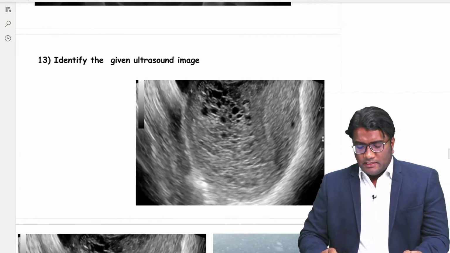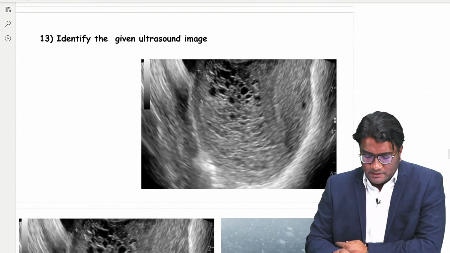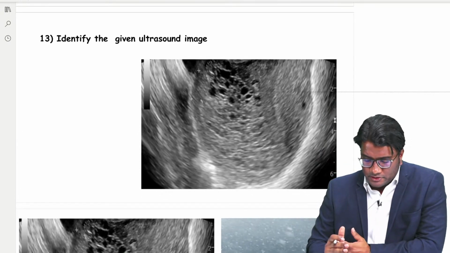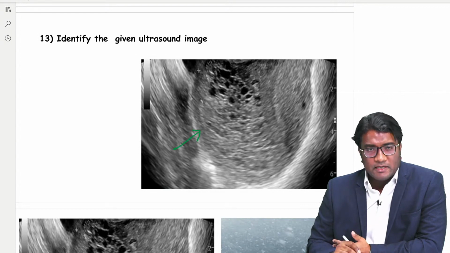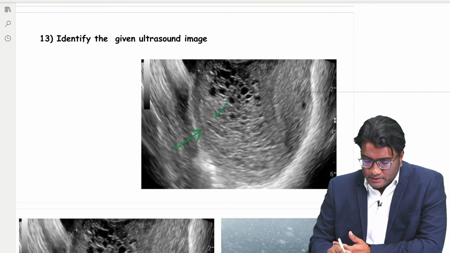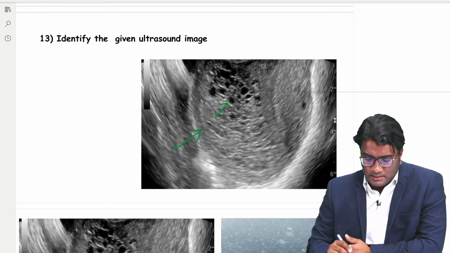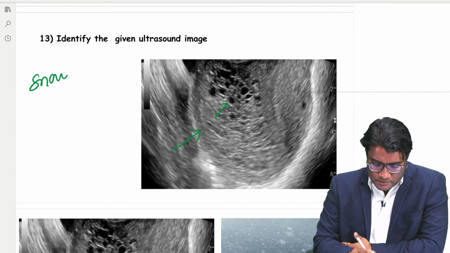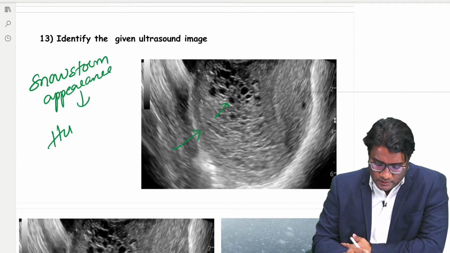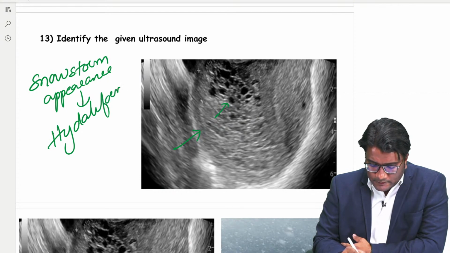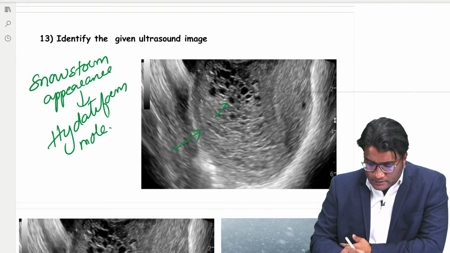Now another very easy question, I would say. Identify the given ultrasound image. I don't know if they gave you any history, but the ultrasound image shows an enlarged uterus with multiple grape-like cystic areas within. What was this? Snowstorm appearance. So this is classic snowstorm appearance. And this snowstorm appearance is a feature of hydatidiform mole, right? So hydatidiform molar pregnancy.